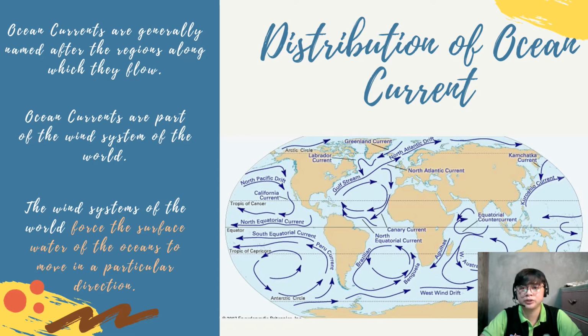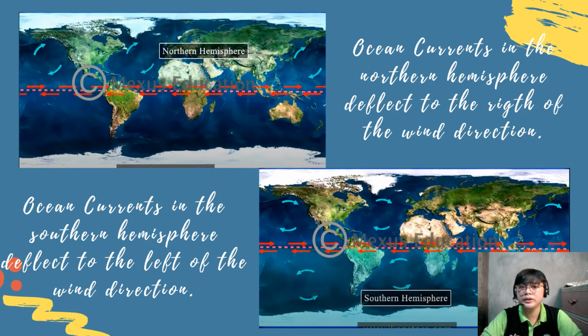As you can see in the distribution of the ocean currents in the images, the direction or flow of the current is also affected by the wind system. The prevailing winds give speed and direction to amounts of water, resulting in two different directions. In the northern hemisphere, the ocean currents deflect to the right of the wind direction. And in the southern hemisphere, the ocean currents deflect to the left of the wind direction.